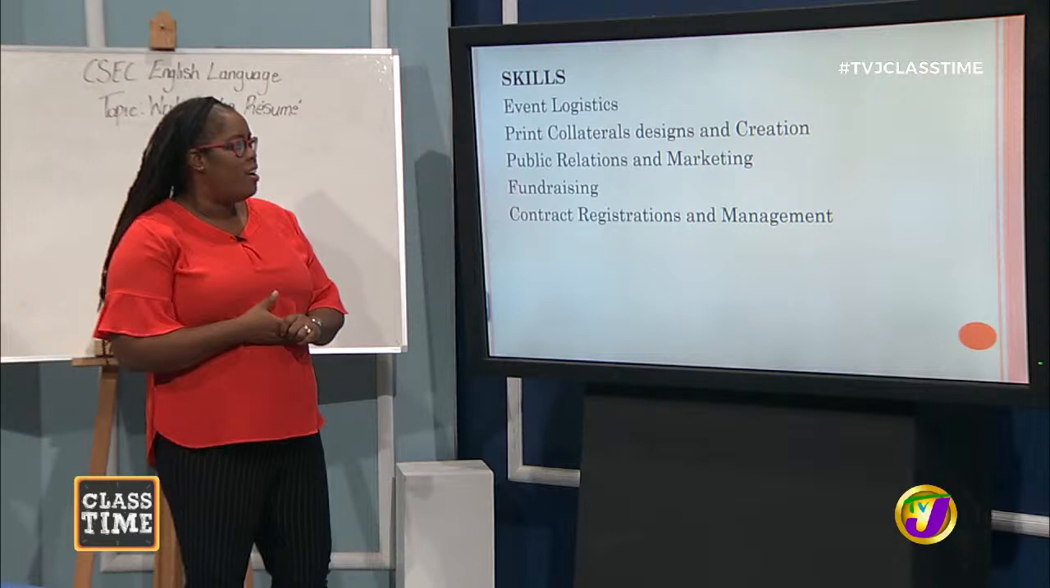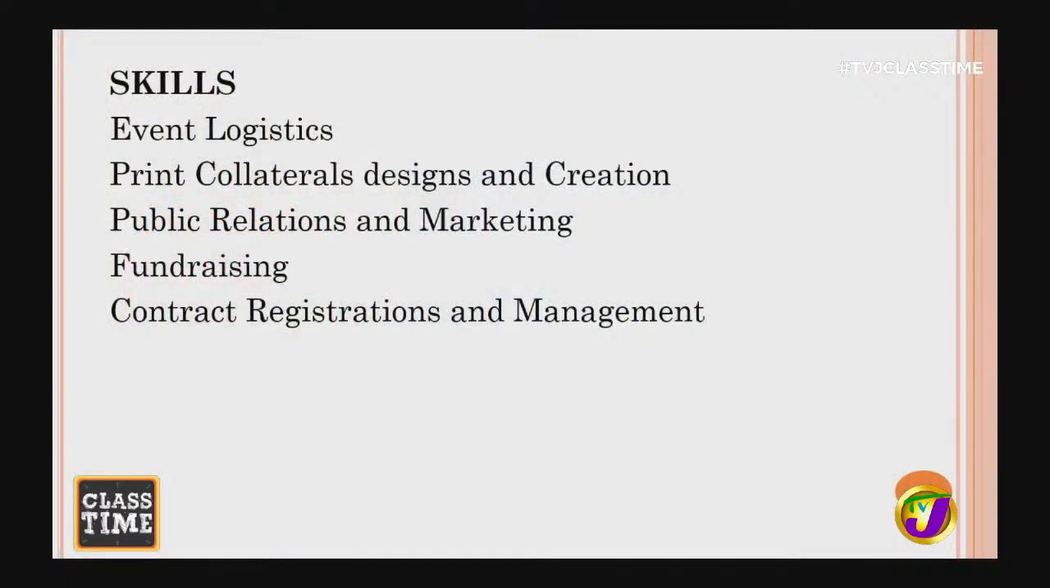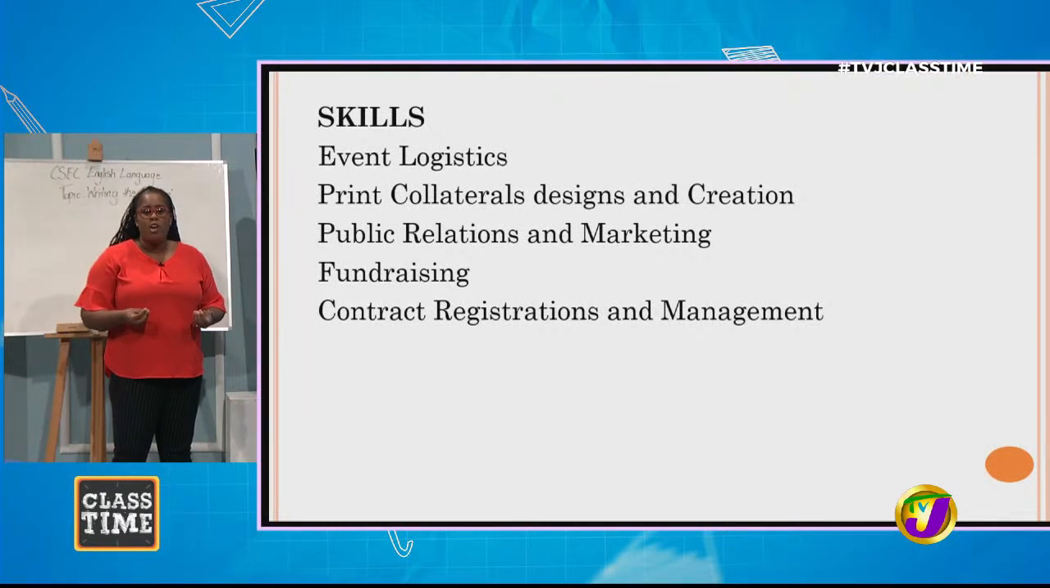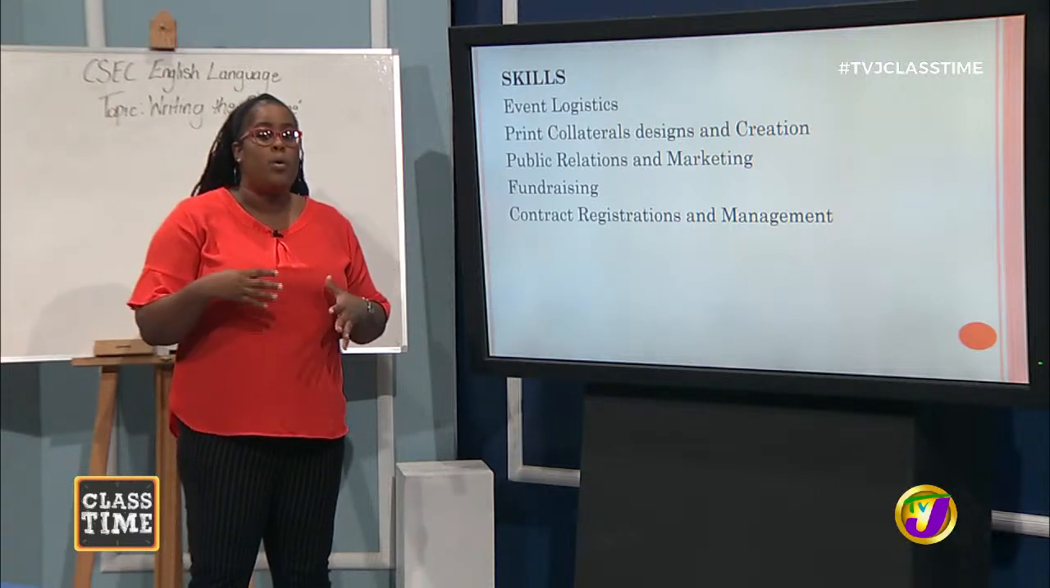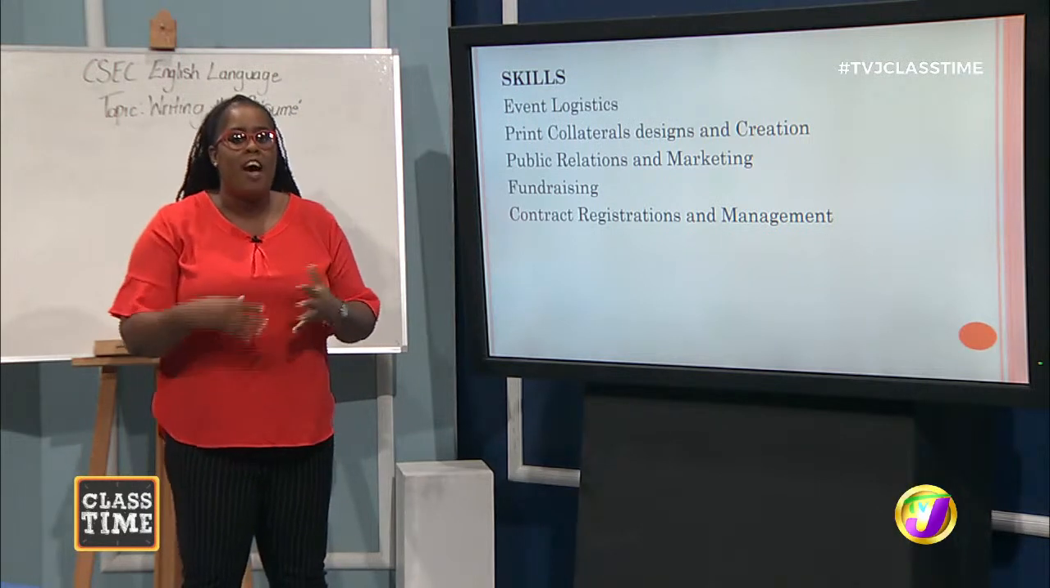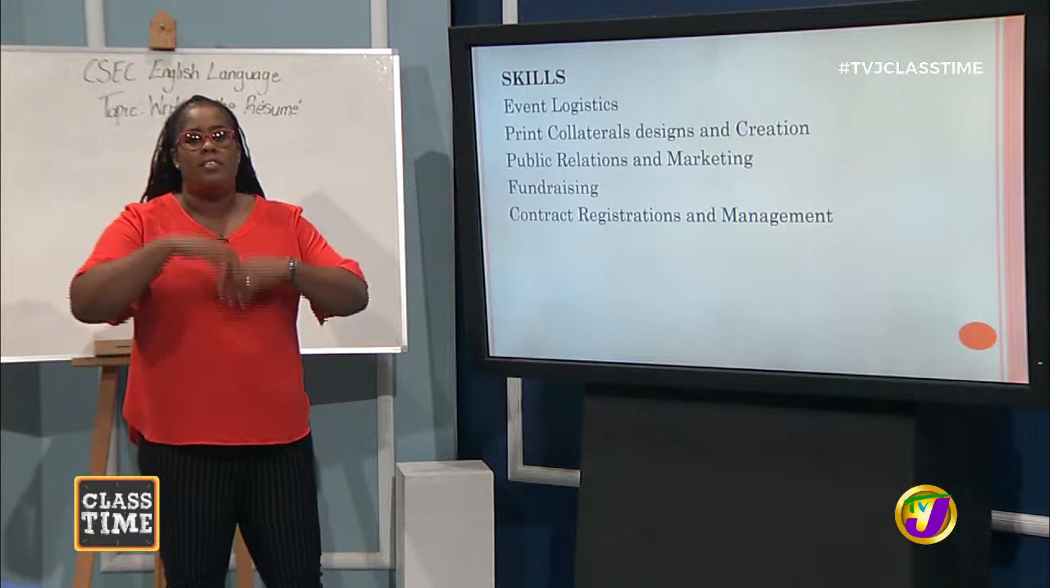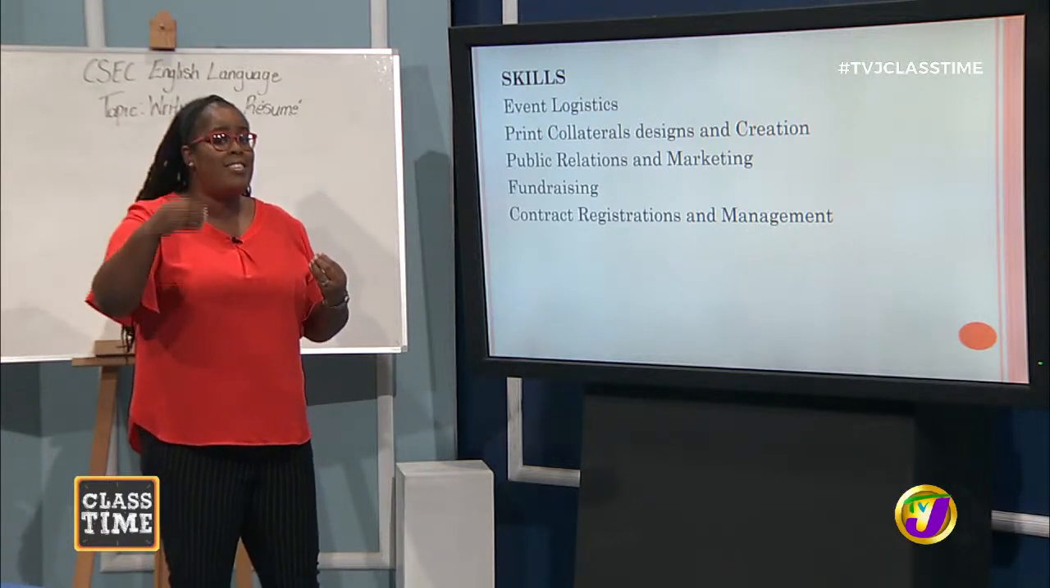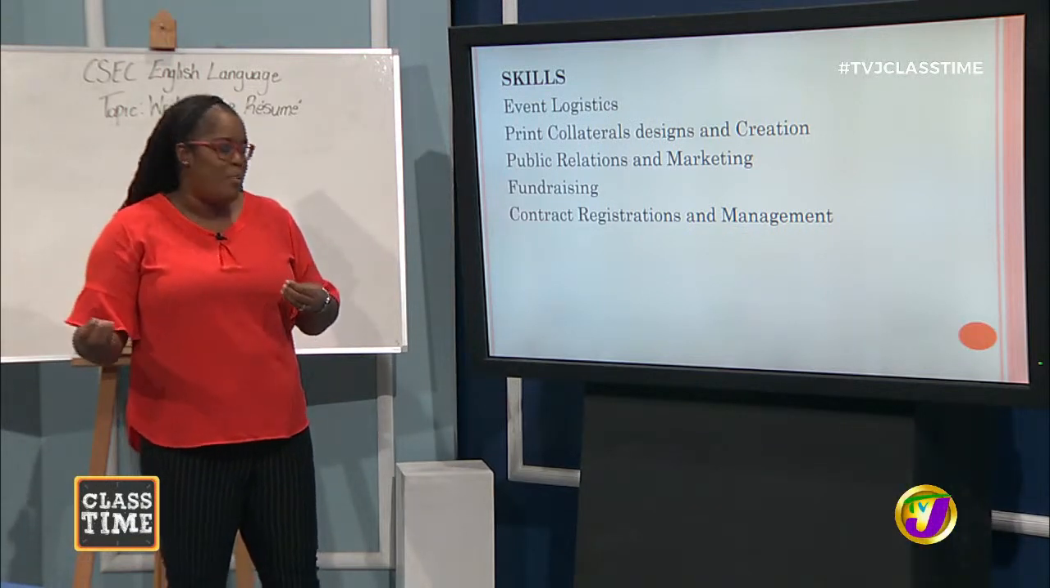All right, skills. What are you good at? Event logistics in this case, print collaterals, designs and creation, public relations and marketing, fundraising, contract registrations, and management. These are some skills. Let's say, for example, you get the job, and based on your resume, your employer might see all of these and come to you and say, oh, Melissa, I remember from your resume that you mentioned that you're good at fundraising. We have a venture that we are looking to start up, and we don't have the capital right this minute, but we could put you in the position to start a fundraising venture, so that we could start up this idea that we have. So these are subtle hints that will give you the edge over the other applicants.